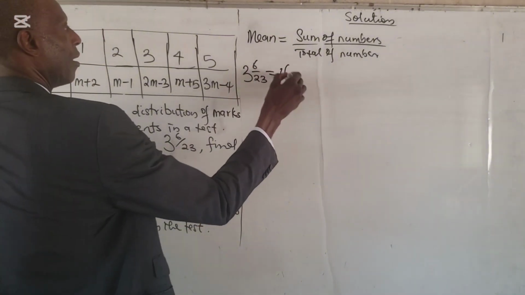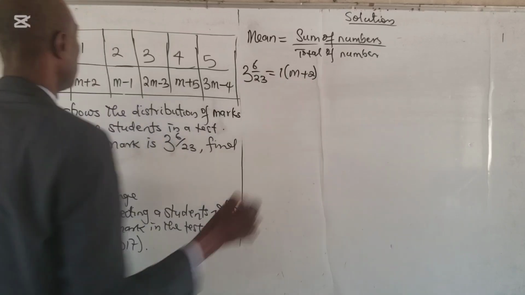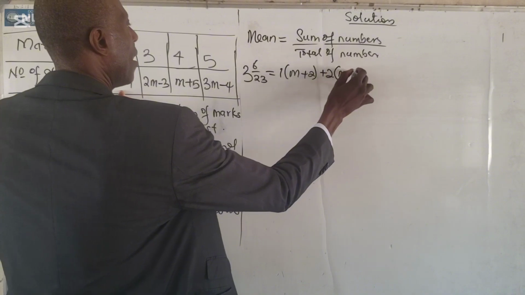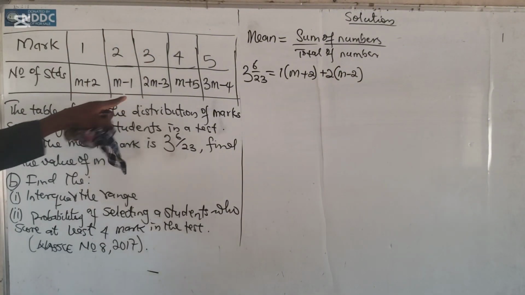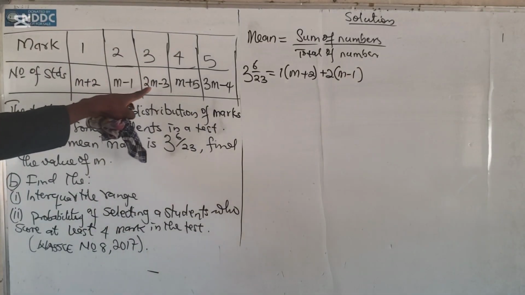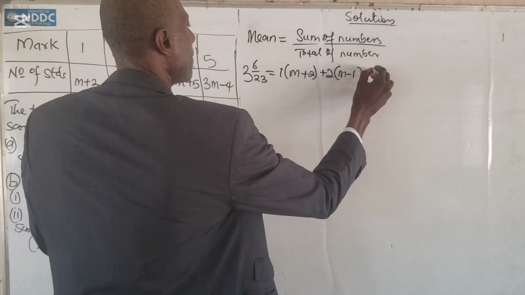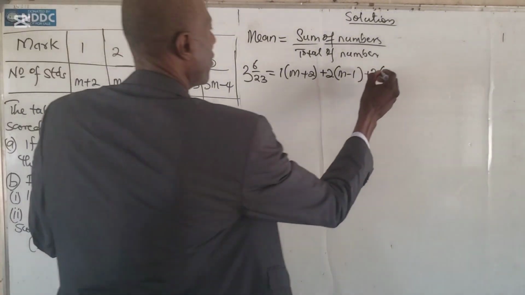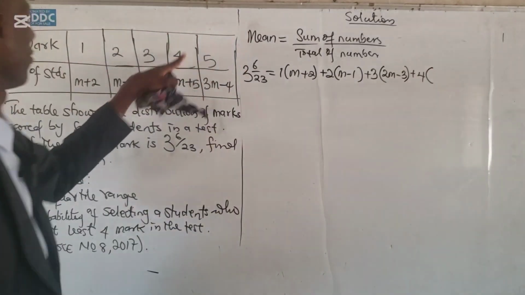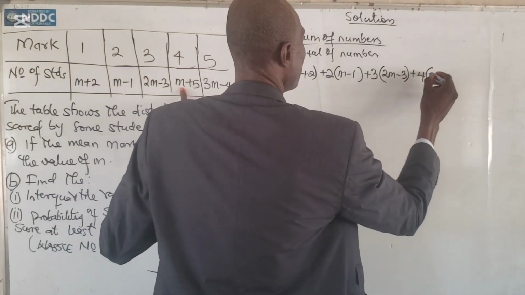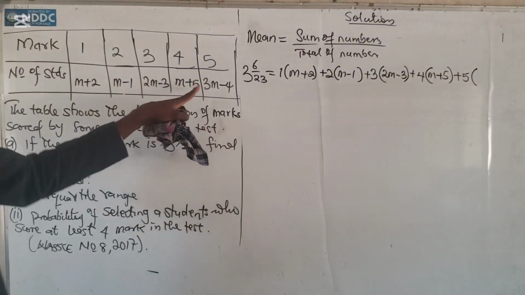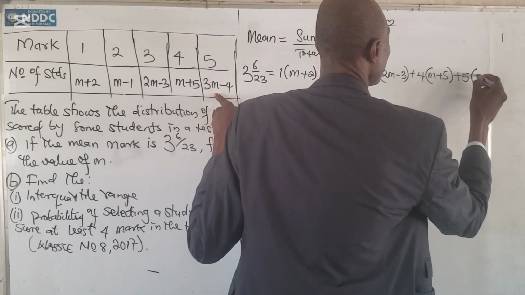It is equal to 1 times this, look at it here; 2 times this, look at it here, 2 times m plus 1; 3 times this, 3 times 2m minus 3; then 4 times this, which is m plus 5; then 5 times this, which is 3m minus 4.